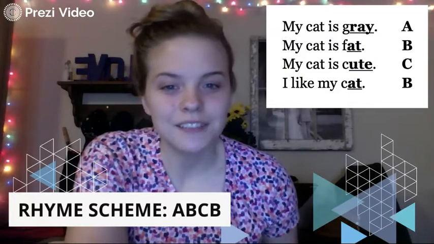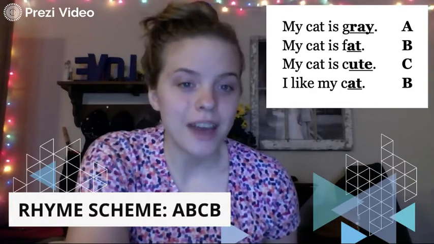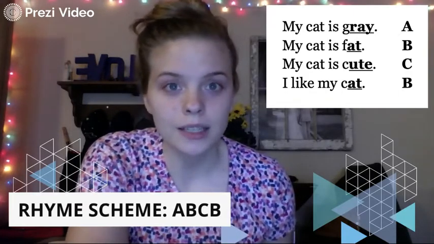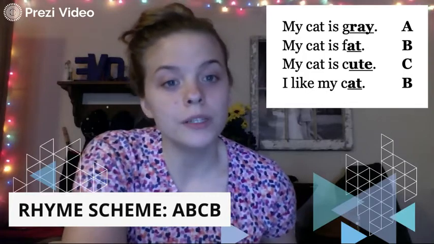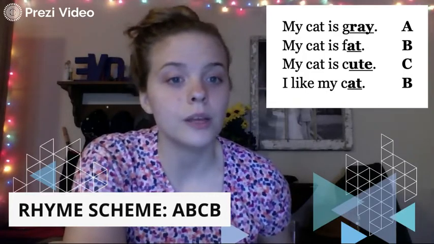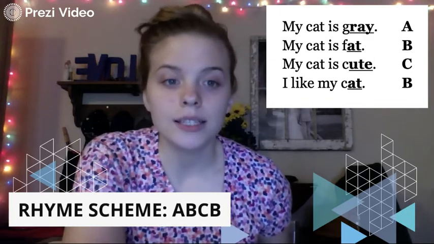My cat is gray. It's the first line of the poem, so we'll just label that with letter A. My cat is fat. So we have fat, and we can see and hear that it does not rhyme with gray. So we will label it with a new end letter B. My cat is cute. Again, we can hear that cute does not rhyme with gray or fat, so it gets another new letter C. I like my cat. I'm going to go back one more time and say, does it rhyme with gray? No. Does it rhyme with fat? Yes. So it gets the same label as fat, which is B. So here's our rhyme scheme of ABCB.